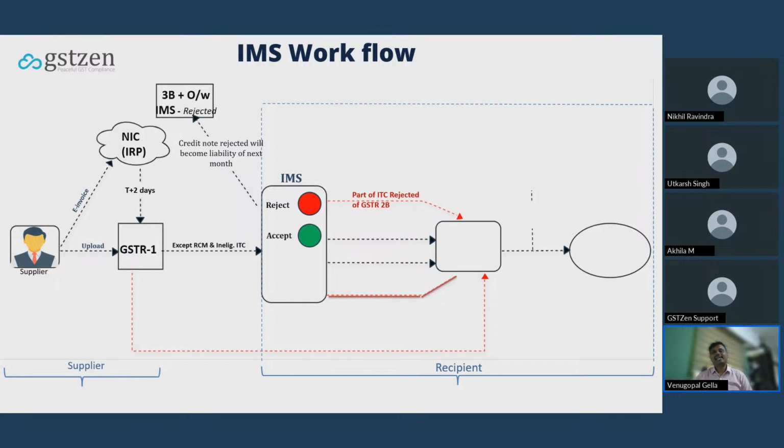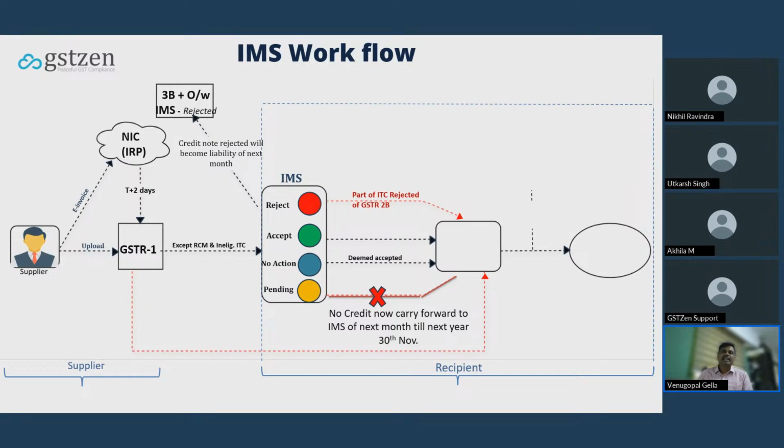The next action is accept a record. Once you accept a record, it would be flowing back into GSTR 2B automatically. Even if you don't take any action, it would be deemed as accepted. The last option is keep it pending. You cannot keep a credit note pending. For credit notes and debit notes, you have to necessarily either accept or reject.